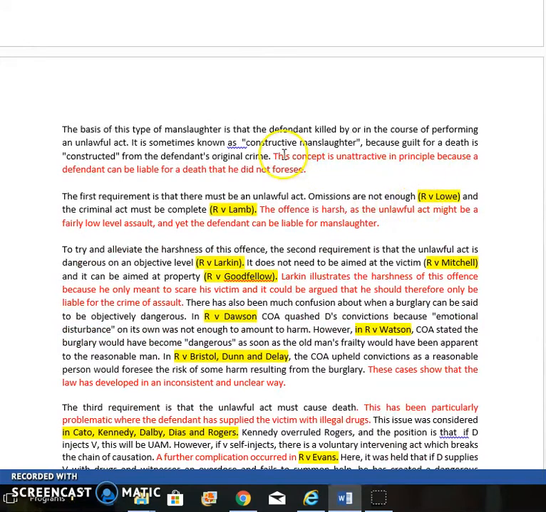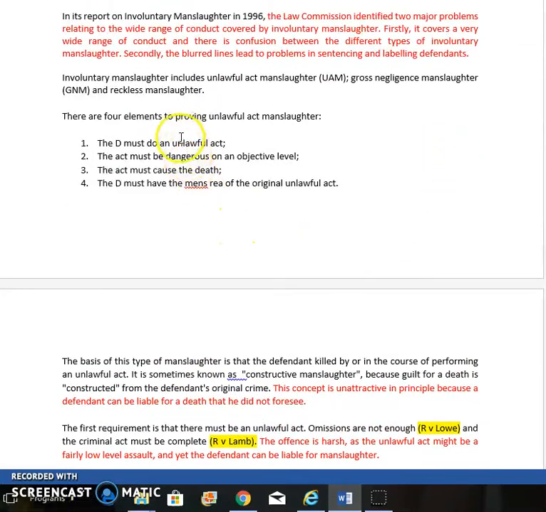And the reason it's known as constructive manslaughter is that guilt or liability for a death is constructed, or built up, from the defendant's original crime. So, for example, I'm assaulting someone by waving a knife at them, and the person falls and lands on the knife, and I kill them. That would be unlawful act manslaughter, because my unlawful act is the assault, waving the knife, and we build up my liability through these steps.